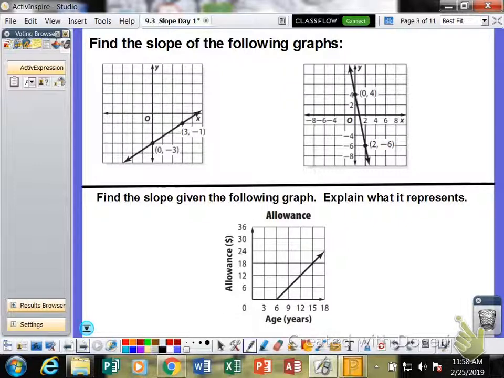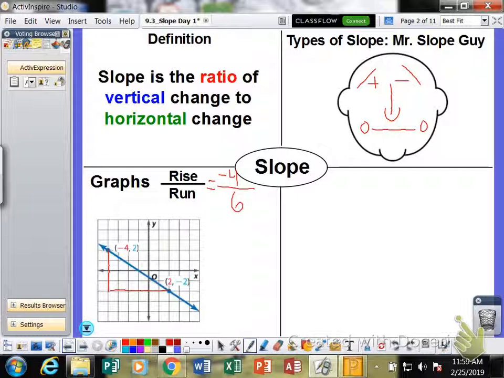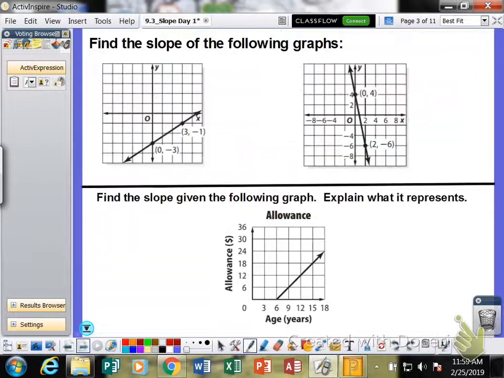Alright, now we want to find the slope of the following graphs. So for our first one here, we're going to use rise over run to find our slope. We know we're going to have a positive slope because if we go back to our Mr. Slope guy, we can see that our graph is rising upwards to the right, so the slope is going to be positive.